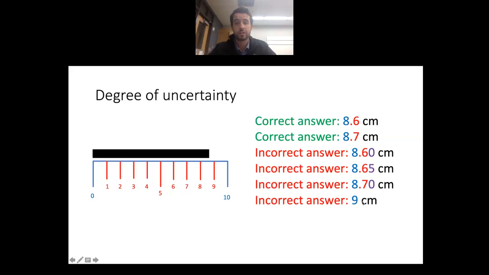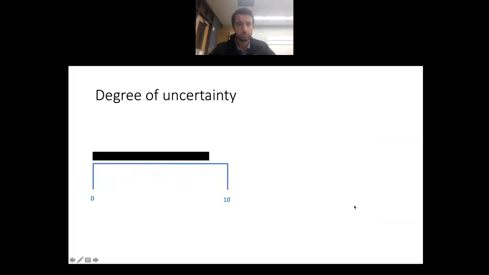9 would be an incorrect answer because it's not specific enough. Same thing with 8 centimeters. Those are not specific enough. We need to make a guess here. Where is it between the 8 and 9? So we always need just 1 degree of uncertainty. We can't have 2 like these purple numbers, and we can't just have 1 like these numbers that are only blue. Okay, now we're adding in the purple lines here.